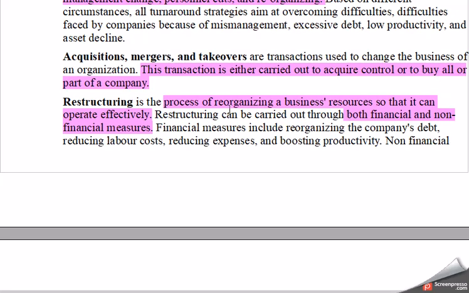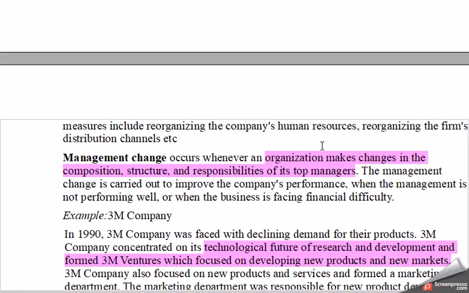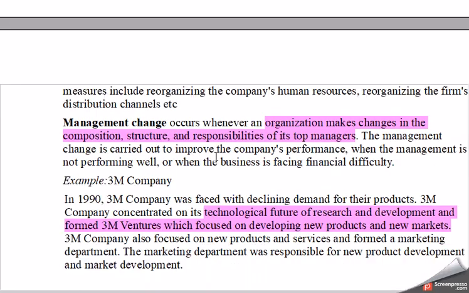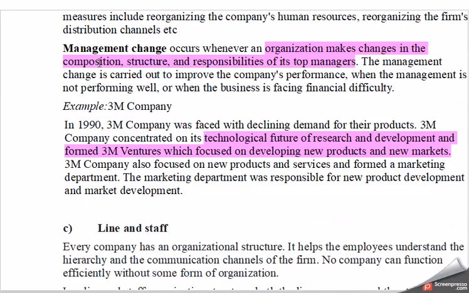Restructuring. Restructuring is the process of reorganizing a business's resources so that it can operate effectively. It can be both financial and non-financial. Financial means something like reorganizing the company's debt, reducing labor cost, reducing expenses, and boosting productivity. Non-financial can be reorganizing the company's human resources and the firm's distribution channels. Management change. This occurs when the organization makes changes in the composition, structure, and responsibility of the top management.